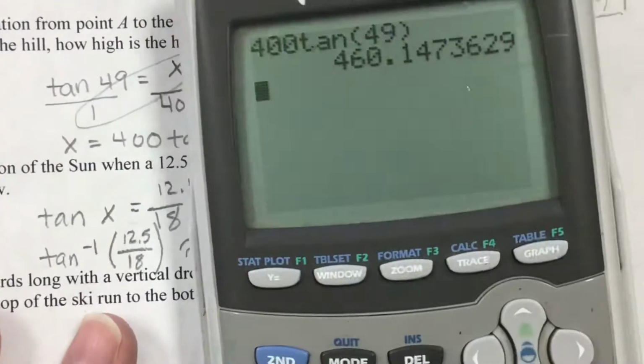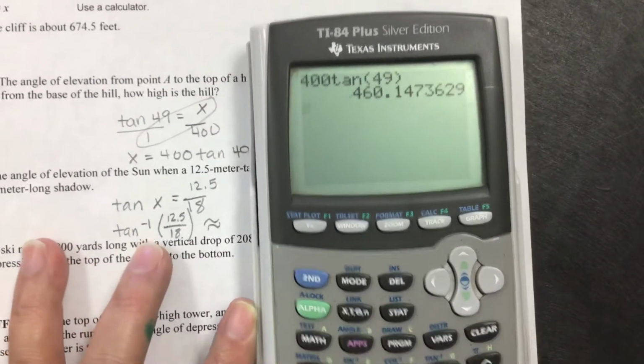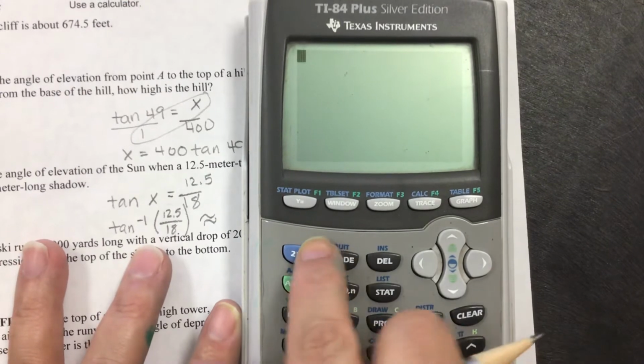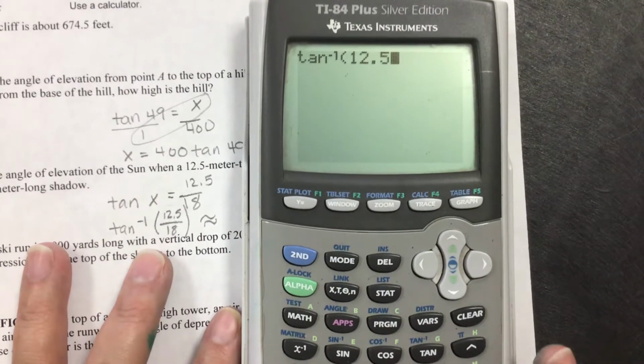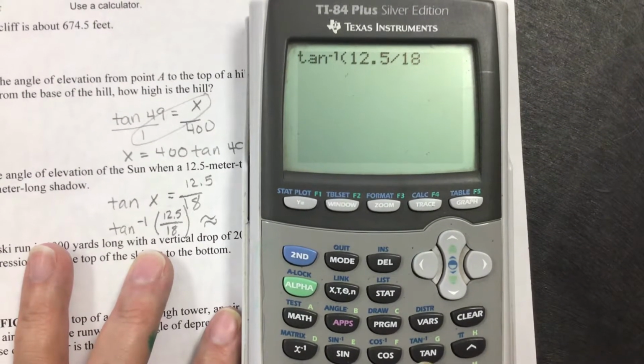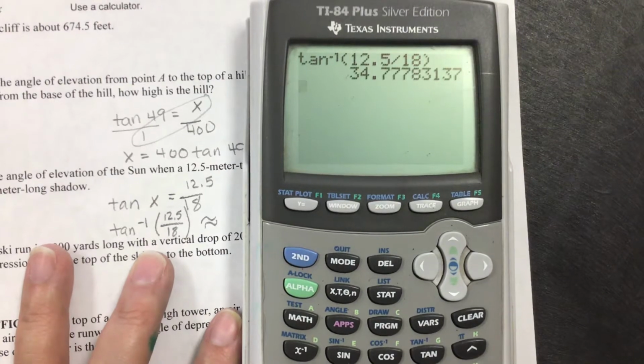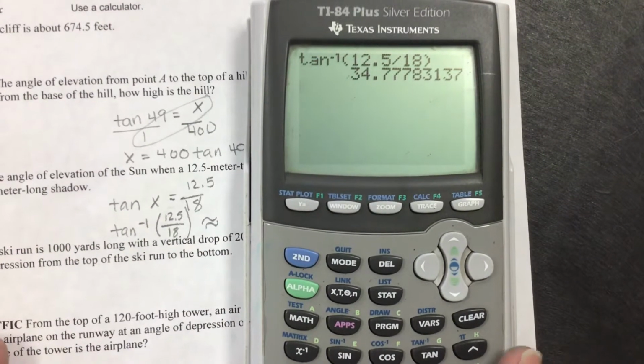so in the calculator again, you have to hit second and then tangent to get the inverse tangent, 12.5 divided by 18, close those parentheses, hit enter, and it's 34.8.